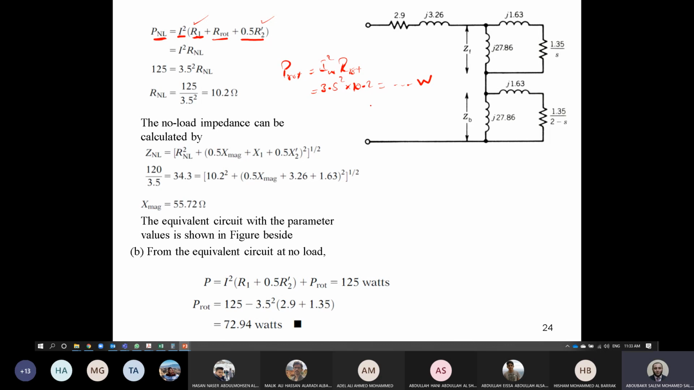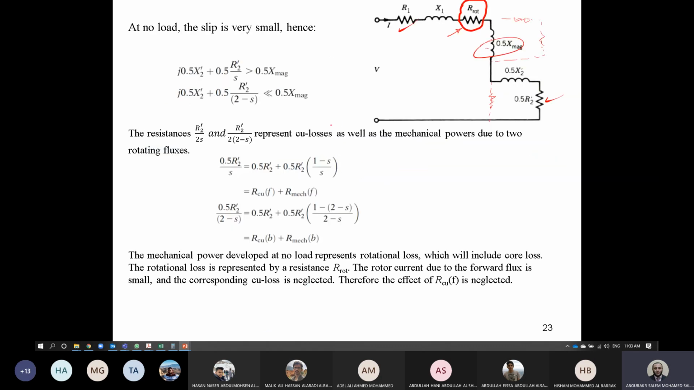Then, this equivalent circuit is not for no load. This part will be used for part B, okay? Or not even for part B. This is the overall equivalent circuit, maybe for part C. We will see this later. We're still working with the no load impedance here, or no load circuit here.